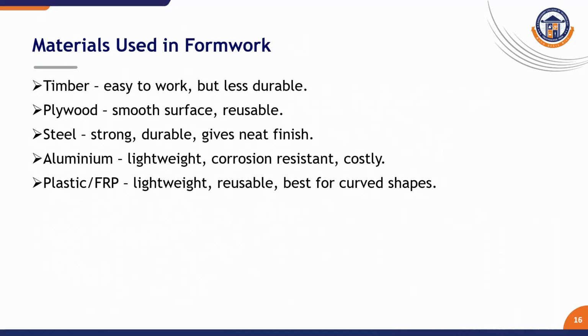Materials used for formwork are timber, plywood, steel, aluminum, plastic. Nowadays, in most places we use timber. Why we use timber is that it is easy to work with but less durable. Compared with that, plywood gives a smooth surface and is reusable. Steel is very strong and durable and gives a neat finish.